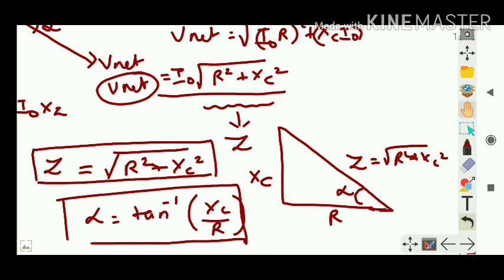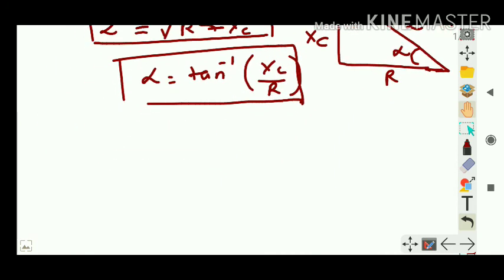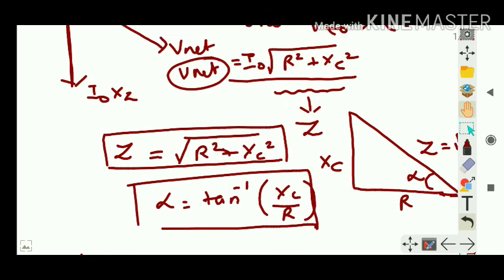So now I am going to write the entire voltage with the phase section. I can see from the diagram itself what is happening. The net voltage. Okay, and let's see with the figure.